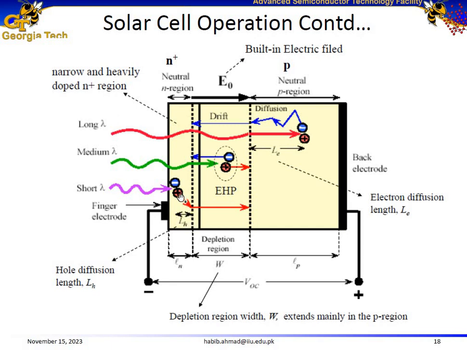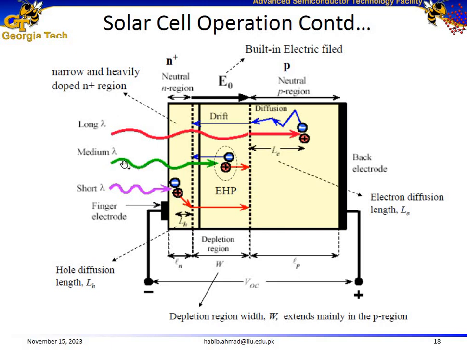So if the depletion region is within the diffusion length of this hole, then this hole would be able to travel towards the depletion region. And since we don't have carriers inside the depletion region, it's not going to recombine inside the depletion region. It's going to travel towards the p-type layer, and it's going to be collected at this back electrode. But if this electron-hole pair is created away from the depletion region, then it's going to recombine.